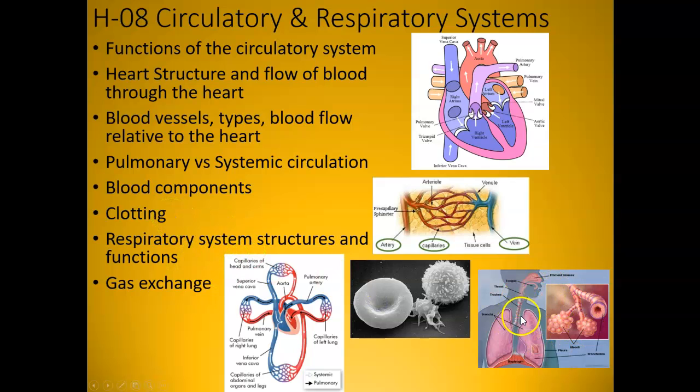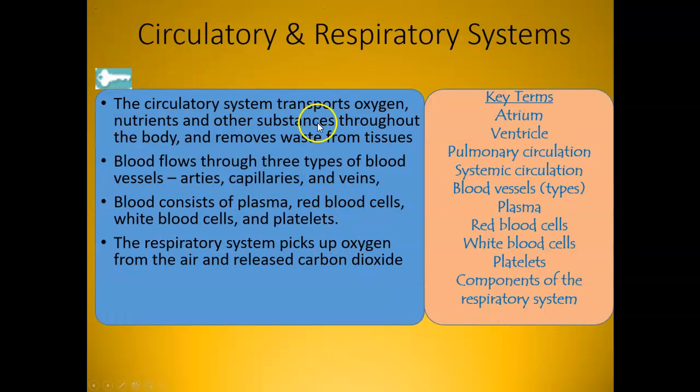And then we got into the respiratory system: nose, trachea, bronchi, bronchioles, and then the alveolar sacs with the alveoli and the actual gas exchange occurring across those particular regions. All right, so here you can see our key concepts: transport oxygen, nutrients, other substances, blood flows, 3 types of blood vessels, blood plasma, red blood cells, white blood cells, and platelets, and the respiratory system picks those up. And then again, we've got our key terms on the right, so you can look at those.